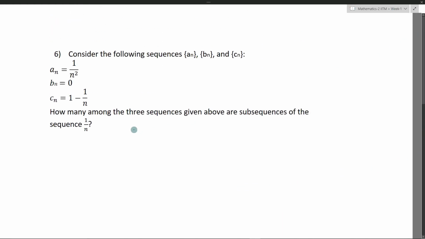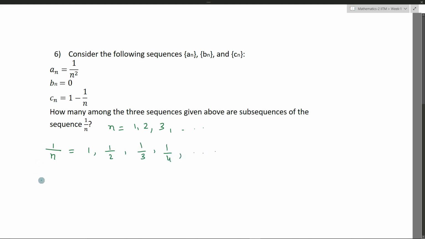We consider the following sequences: an is equal to 1 by n square, bn is equal to 0, and cn is 1 minus 1 by n. How many among these three sequences are subsequences of the sequence 1 by n? So what is 1 by n? If n is equal to 1, 2, 3, etc., what is 1 by n? 1 by n is equal to 1, 1 by 2, 1 by 3, 1 by 4, etc.